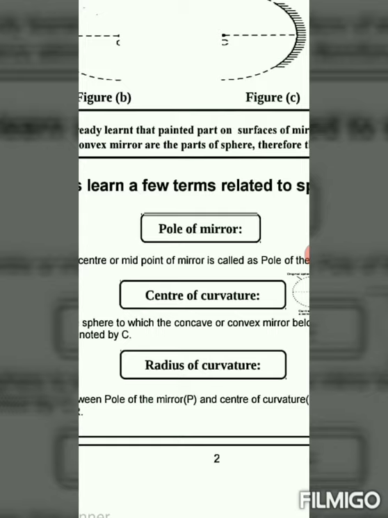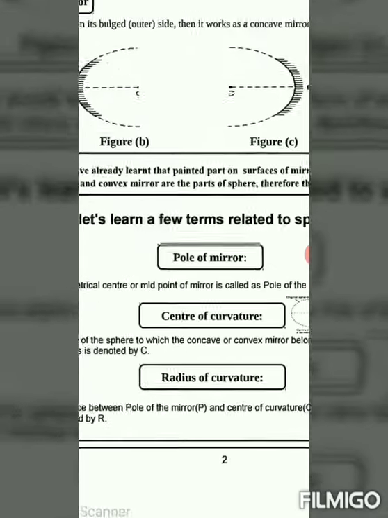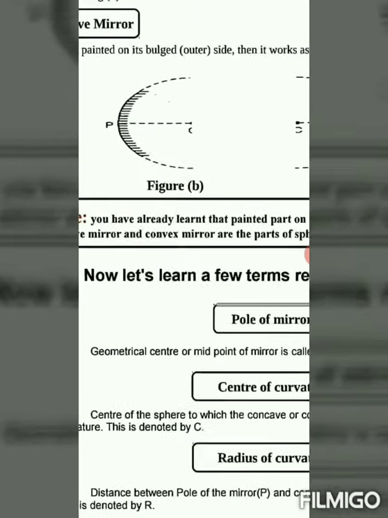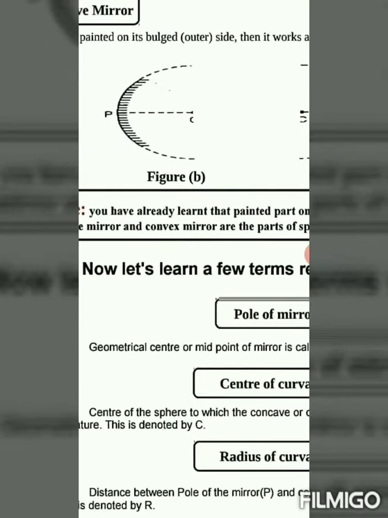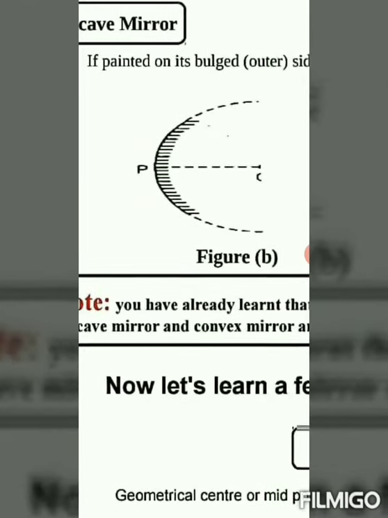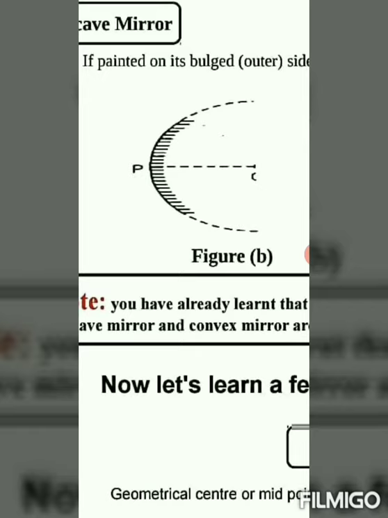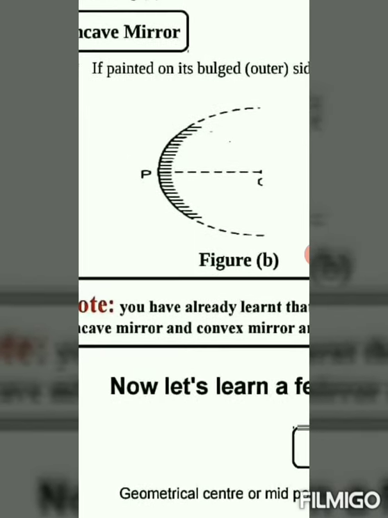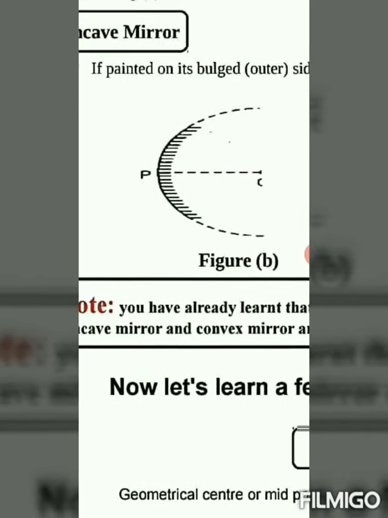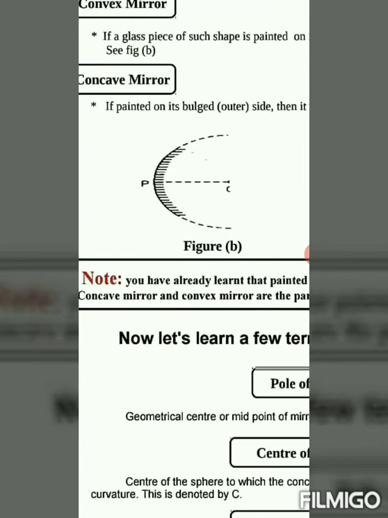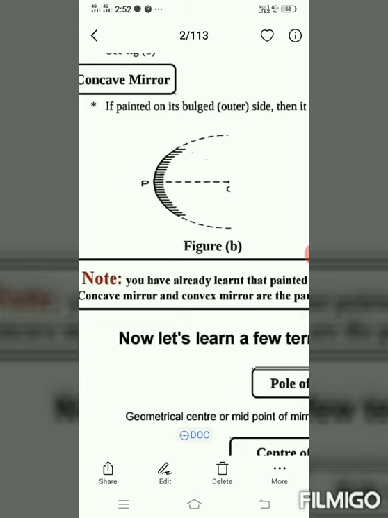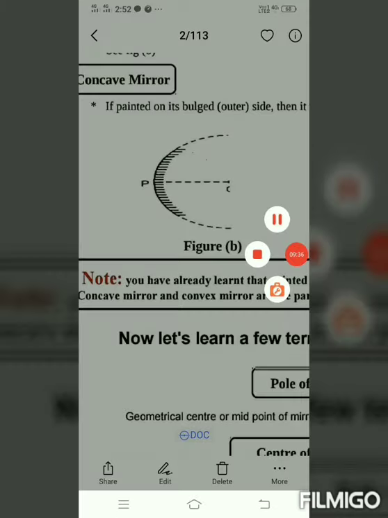Now, what is the radius of curvature? It is the distance between the pole and the center of curvature. One more thing you have to notice: the line which passes through P and C should always be a horizontal line. That horizontal line is what we call the principal axis. In this way you have to identify the pole, center of curvature and radius of curvature. In the next video we will see the next topic. Okay children.